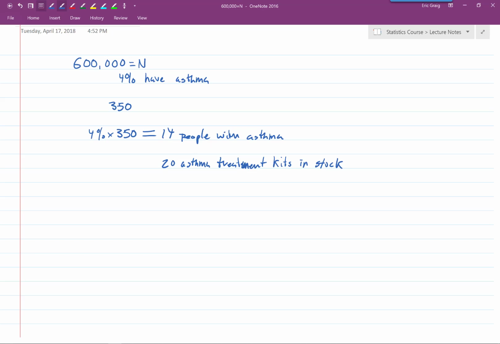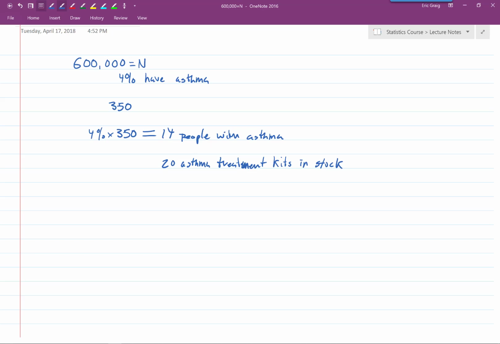If the probability is high enough, you might want to send one of your staff people out to the warehouse to pick up more asthma kits. If the probability is relatively low, then you'll keep your fingers crossed and wait till the next day to get your asthma kits. So how do we solve this problem?